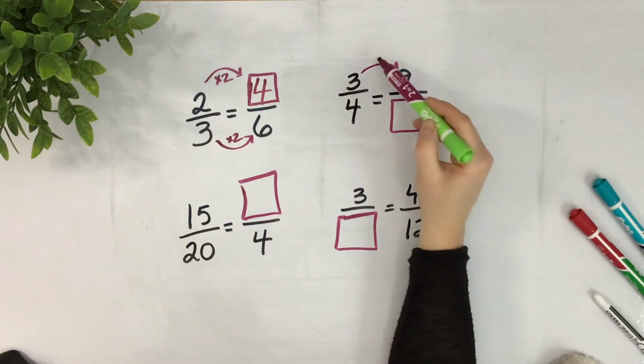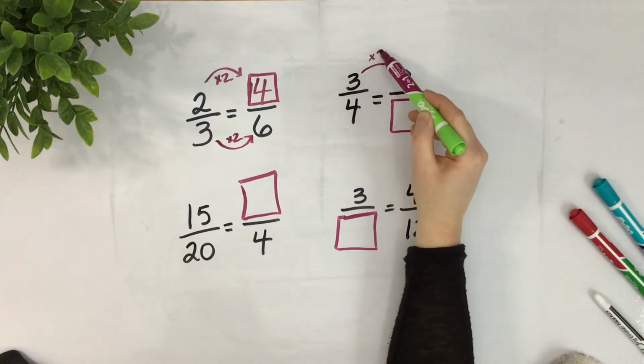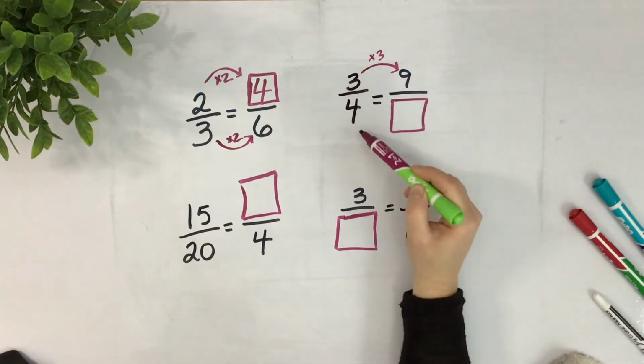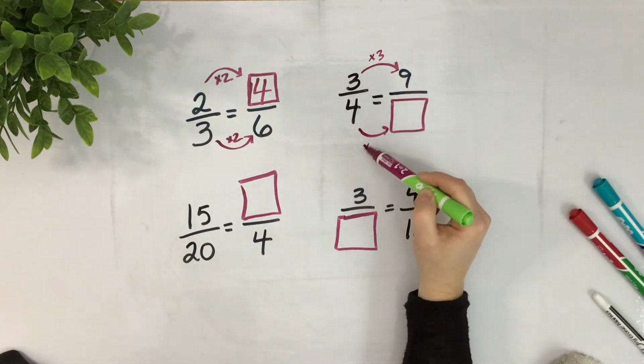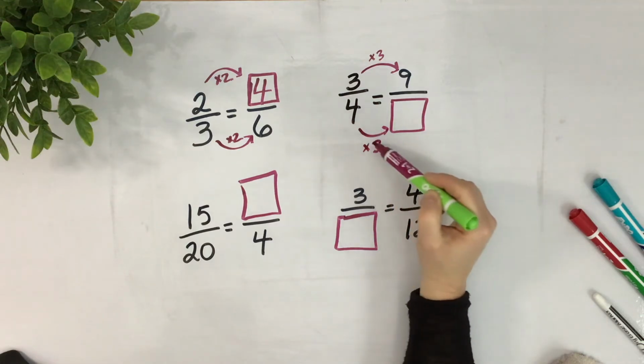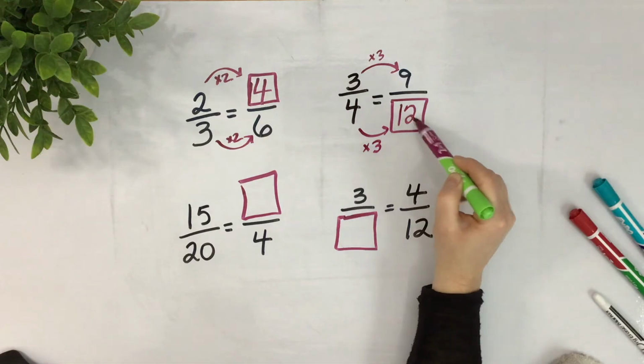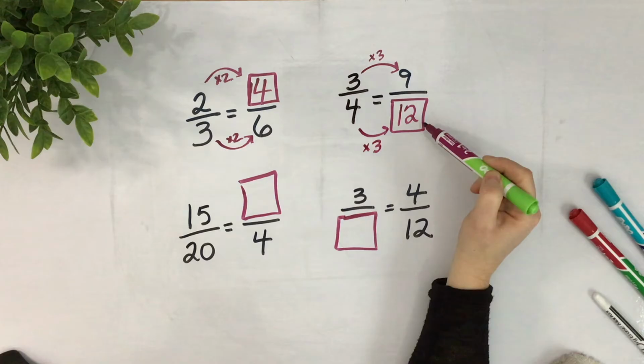Here I know my 2 numerators, so let's look at their relationship. 3 must multiply by 3 to turn into 9. So down here I must also multiply my denominator by 3. 4 times 3 is 12. So 3/4 is equal to 9/12.